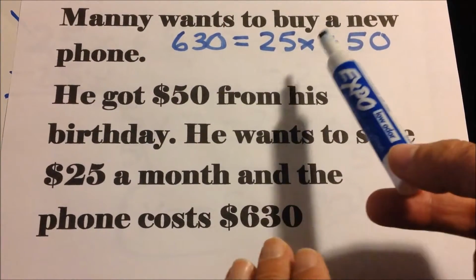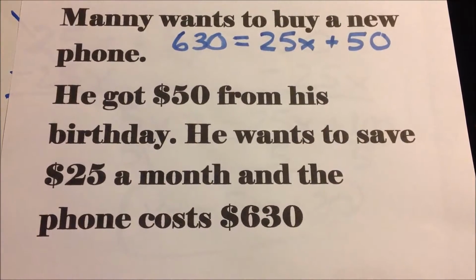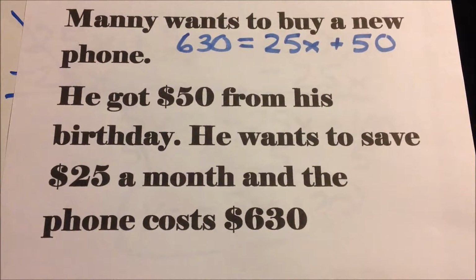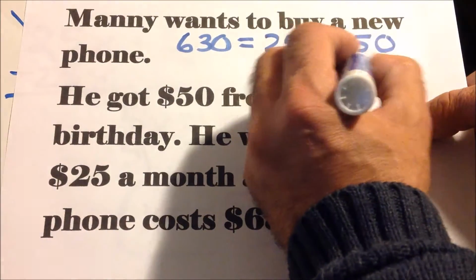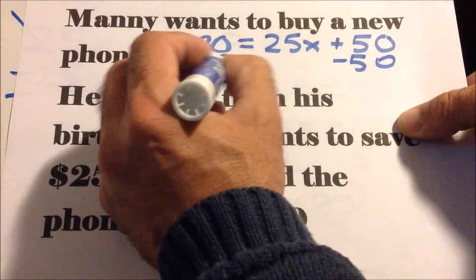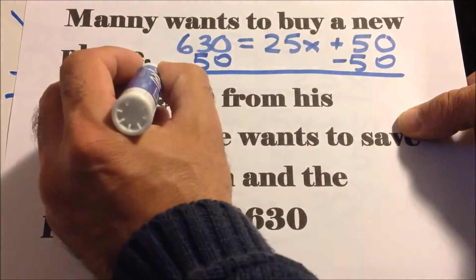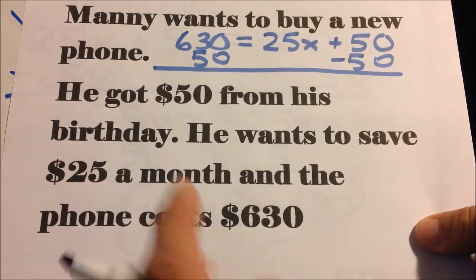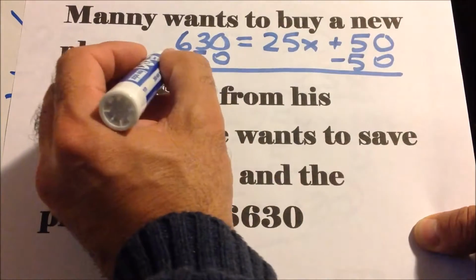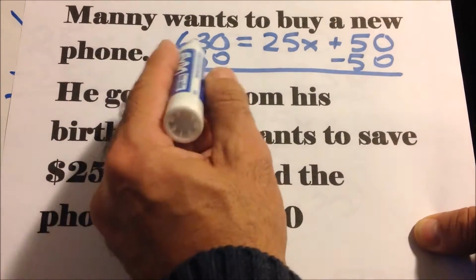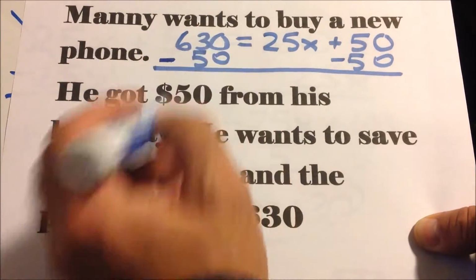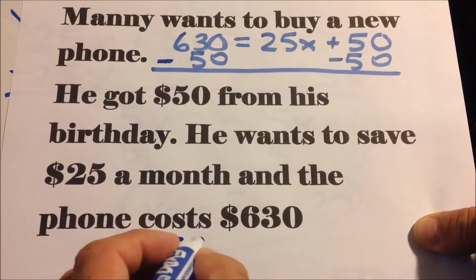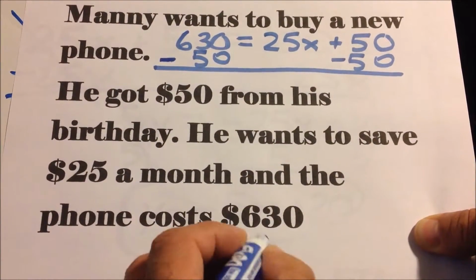So now we can find, in this case, we're looking to see how many months he has to save. So we can minus the 50 on both sides. Okay, let's get another piece of paper here. So we'll bring it right here. So now we're minusing. Remember that. So we're going to have 630 minus 50. Okay, that's 580 equals 25x.